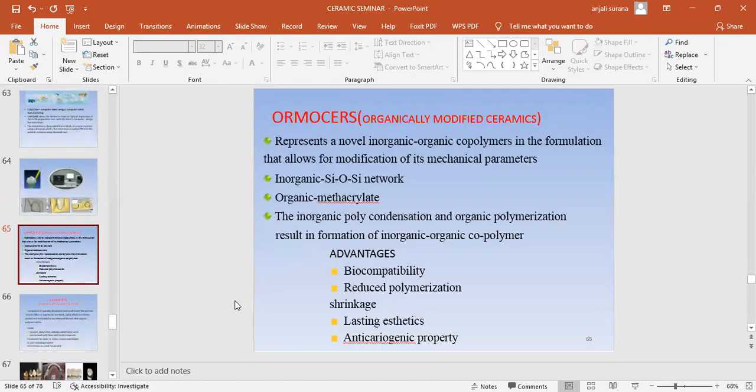Then we have Ormocers, which are organically modified ceramics. They represent a novel inorganic and organic copolymer formulation that allows modification of its mechanical parameters, namely an inorganic silicate network and organic methacrylate. The inorganic polycondensation and organic polymerization result in the formation of an inorganic-organic copolymer. Advantages: biocompatibility, reduced polymerization shrinkage, lasting aesthetics, and anti-cariogenic properties.